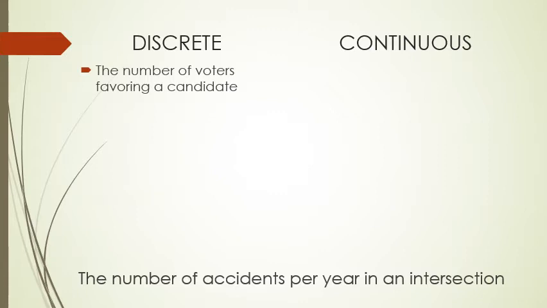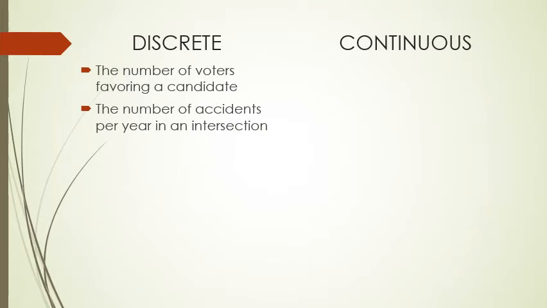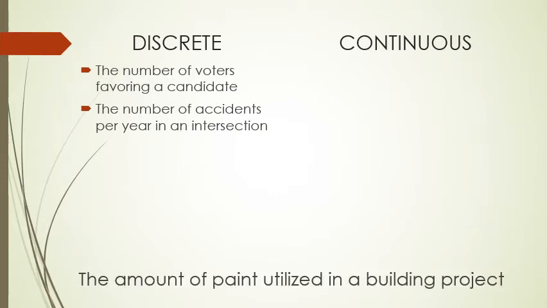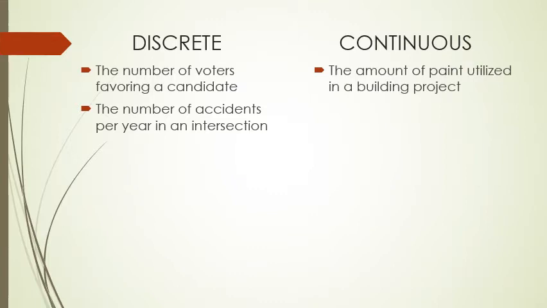Next, the number of accidents per year in an intersection. Discrete or continuous? Discrete, because it can be counted. Next is the amount of paint utilized in a building project. Maihap or masukod? This is continuous because the paint is measured. We cannot count the paint.